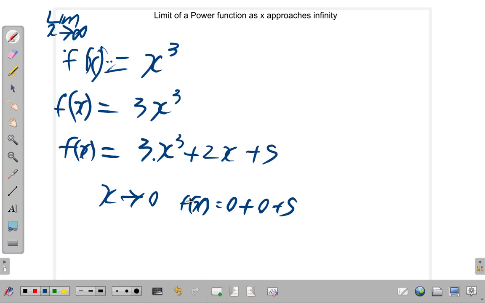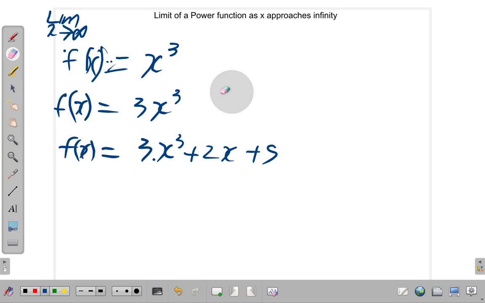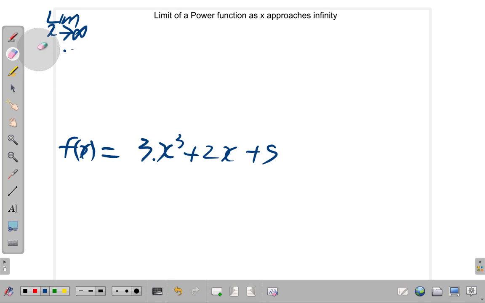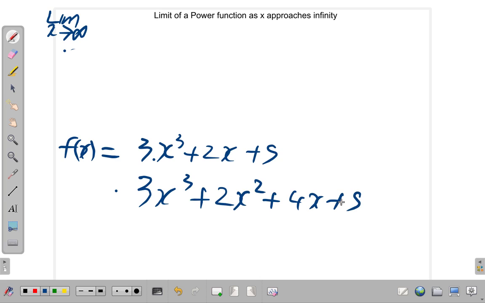Now, let's look at one more adjustment to this. First of all, let's forget about these up here, and we have 3x cubed plus, say, 2x squared plus 4x plus 5. Which one will it behave like? Is it the x squared? Remember, the x squared was like this, the x cubed was like this, the shape. We have an x cubed and an x squared. Let's plot this graph and see how it will behave.